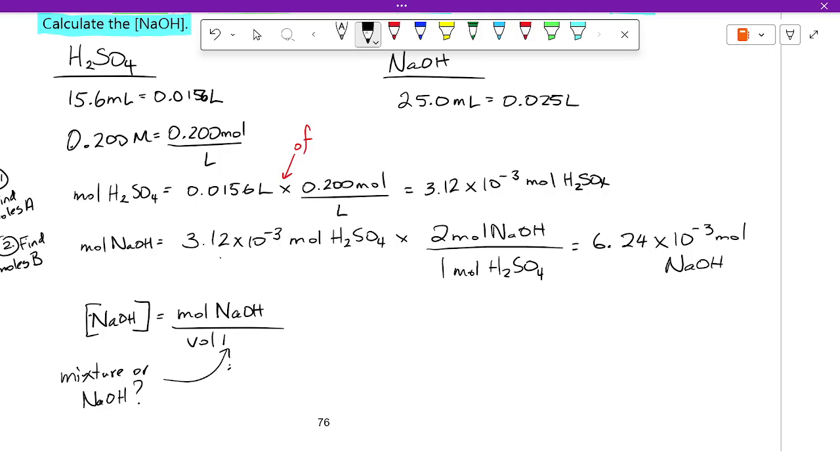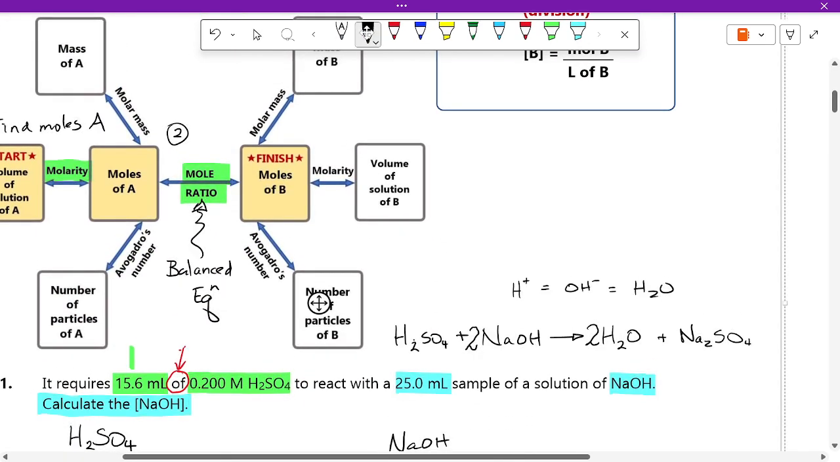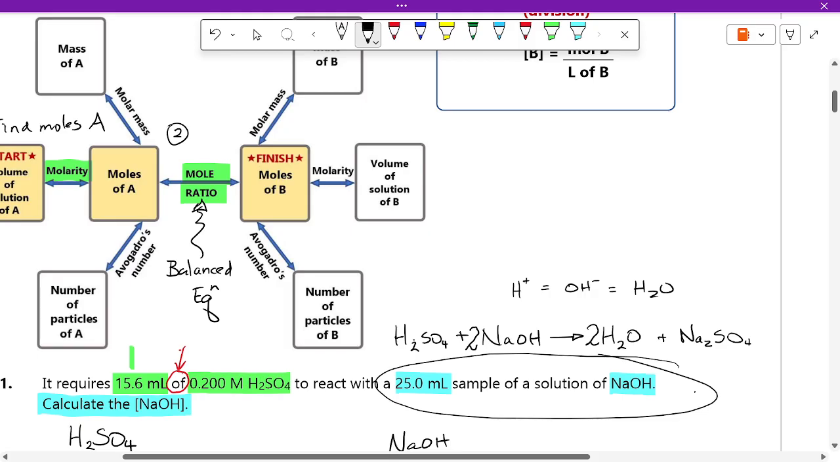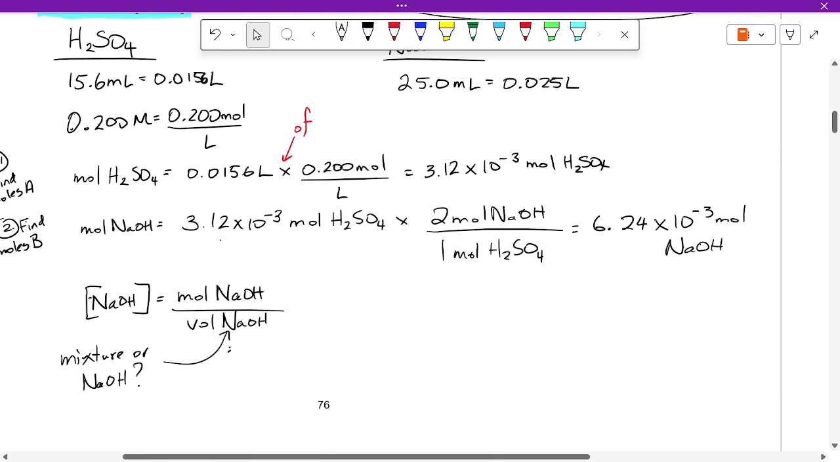I want the volume of the NaOH for two reasons. The first reason is that I'm asking what's the concentration of NaOH? So that would be the concentration of the NaOH solution. How much of the NaOH solution do I have? I have 25 milliliters. Also, when these two things have reacted completely, how much NaOH is left? None. So if you use the mixture, your concentration will always be 0 because there's none left at the end. So never the mixture. Never add the volumes. Okay? In a titration, never add the volumes.